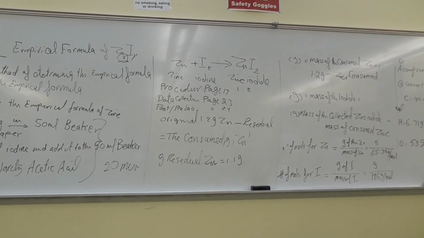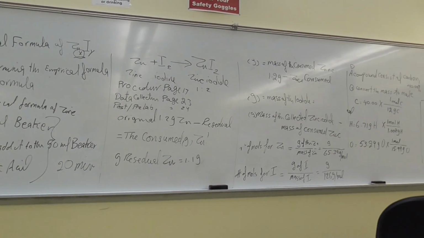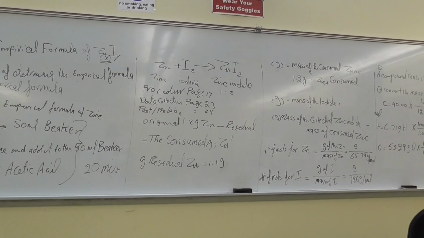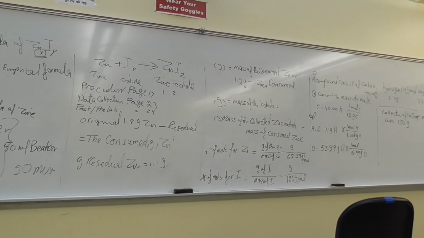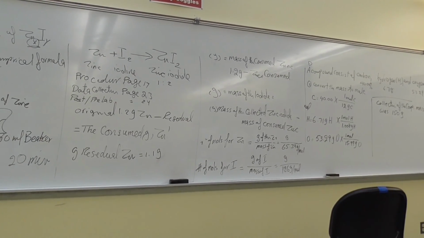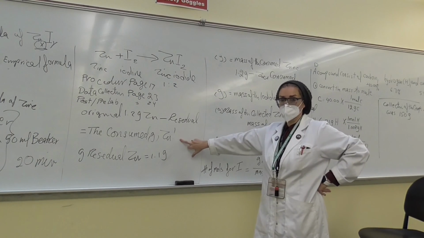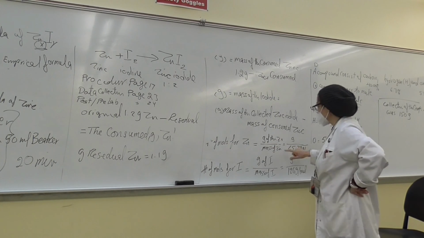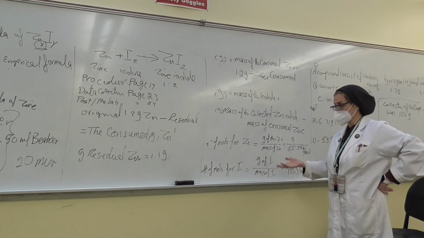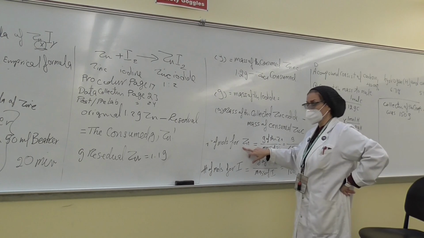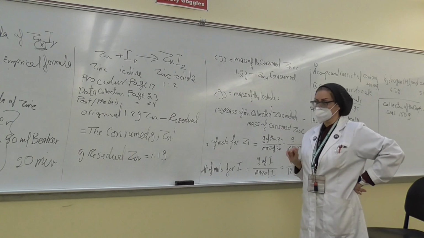The zinc iodide. We need to have the zinc iodide over there. We have to subtract the consumed zinc from it. That will give me the number of gram of the iodide consumed. And then after that, this is the consumed zinc divided by the atomic mass of zinc, which is 65.39. That will give me the number of moles of zinc, which is the subscript of the formula.